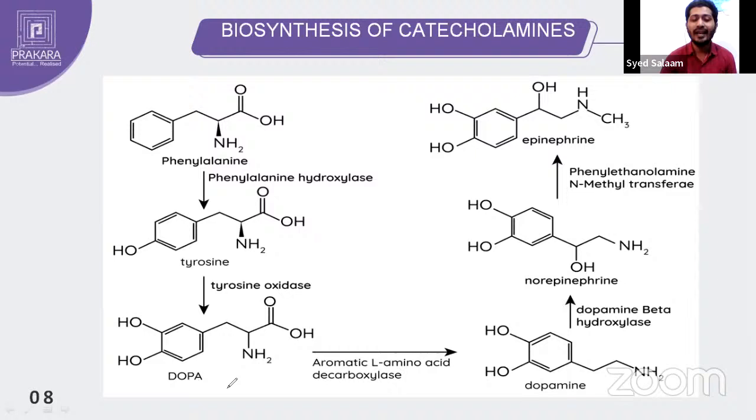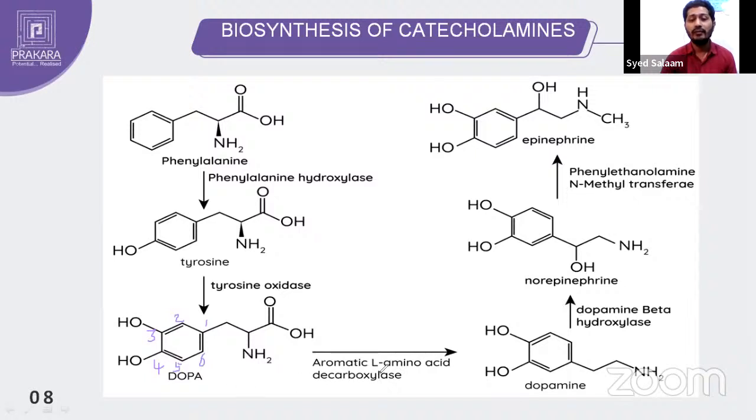What is DOPA? DOPA is actually an abbreviation, and it is also called levodopa. It stands for 3,4-dihydroxyphenylalanine. If we go towards the positions, first, second, third, fourth, fifth, and sixth, these are the positions. So here in phenylalanine, at the third and fourth positions, there are two hydroxy groups. So that is dihydroxyphenylalanine. That is DOPA.